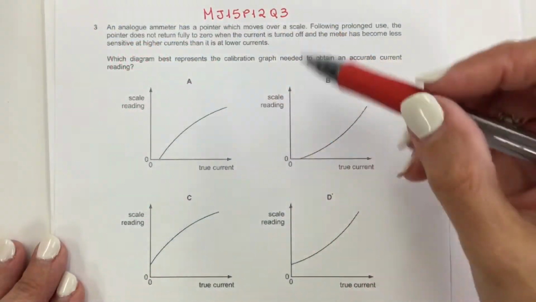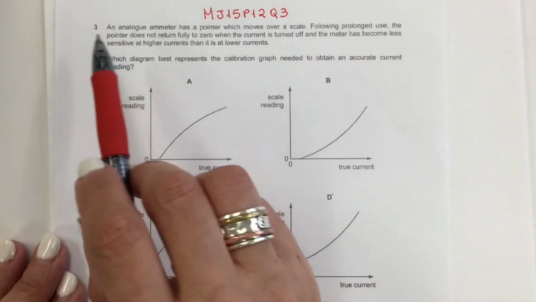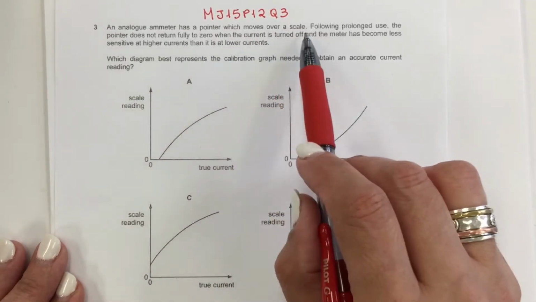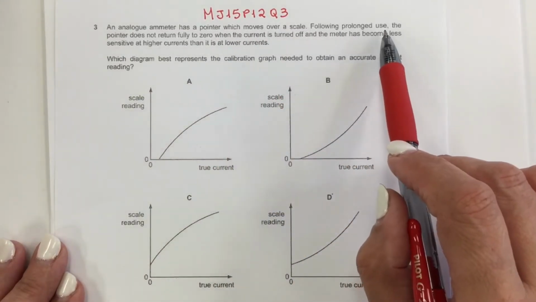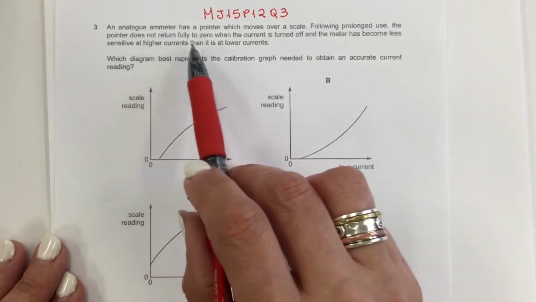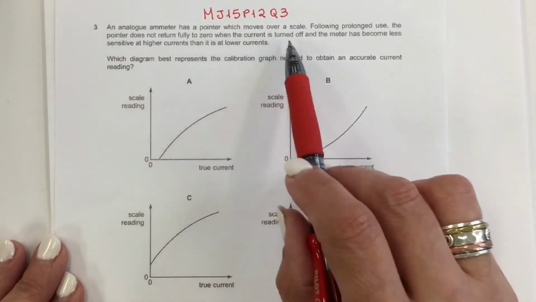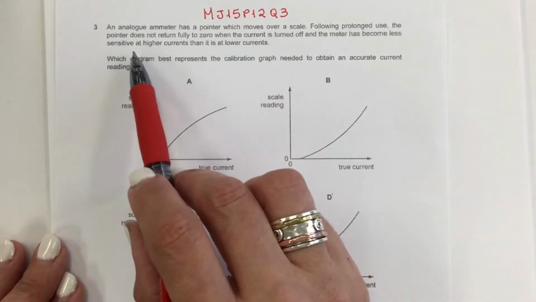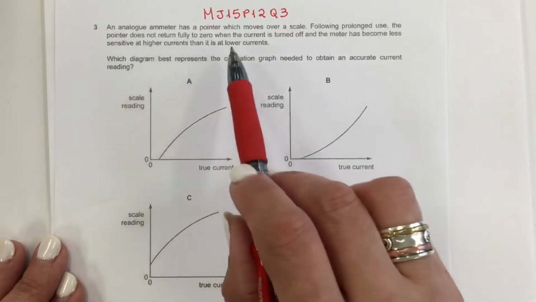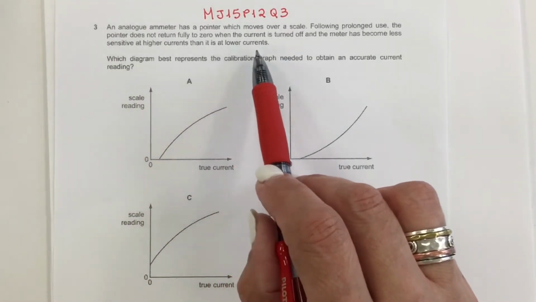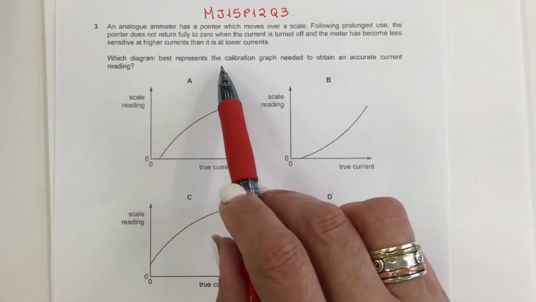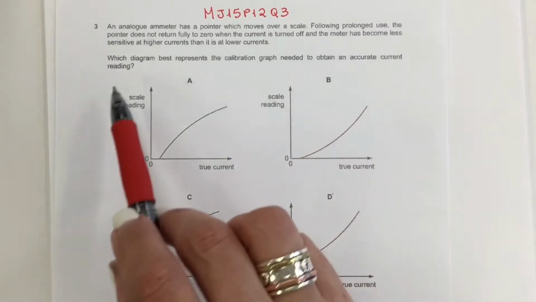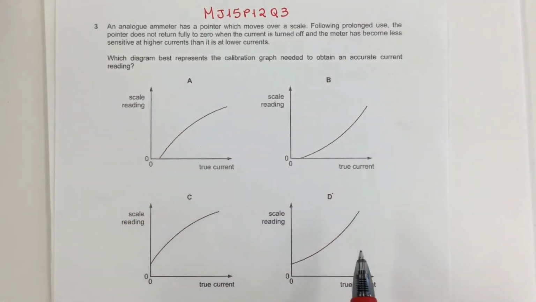Okay, so let's read this problem. An analog ammeter has a pointer which moves over a scale. Following prolonged use, the pointer does not return fully to 0 when the current is turned off, and the meter has become less sensitive at higher currents than it is at lower currents. Which diagram best represents the calibration graph needed to obtain an accurate current reading? And here we have 4 options.